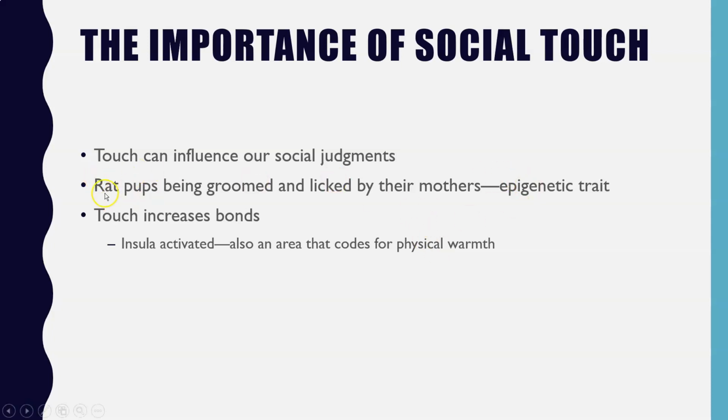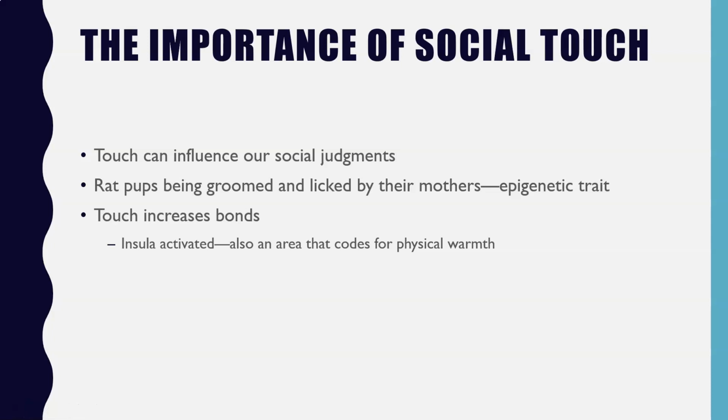So researchers find that rat pups that are basically groomed and licked by their mothers are going to be more likely to groom and lick their pups when they have children, and they're more likely to engage in licking and grooming themselves. Now, you could say, well, that's just because of how they're trained. But you can take new rat pups that were born from different mothers, put them in with a mother that grooms and licks, and they'll be more likely to groom and lick themselves. And what we find is that social touch like this is an epigenetic trait.